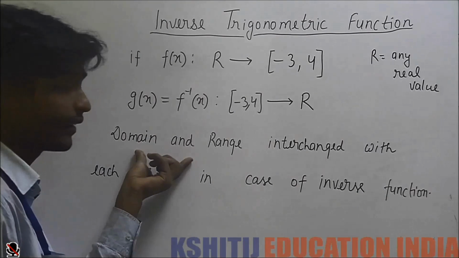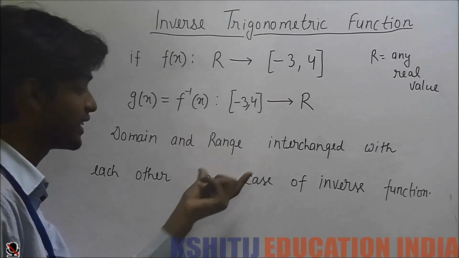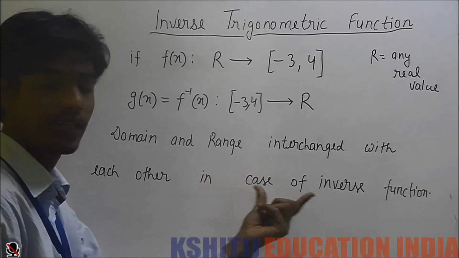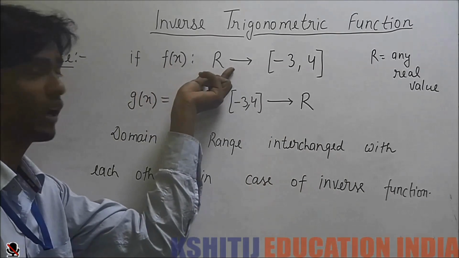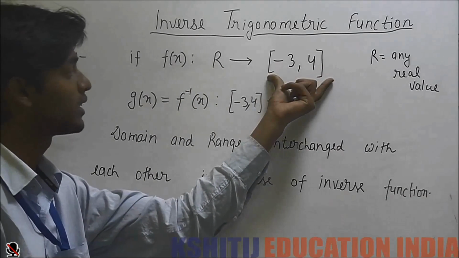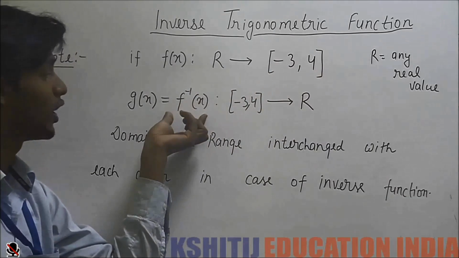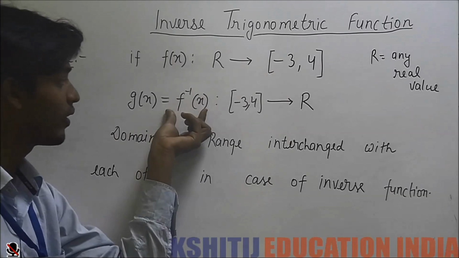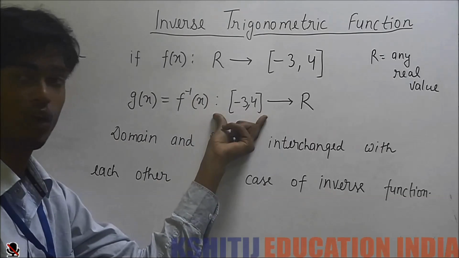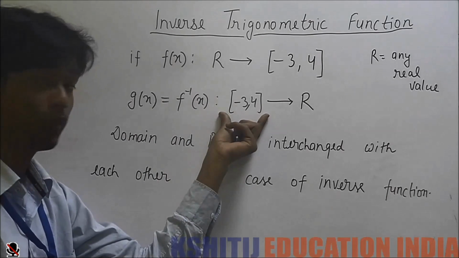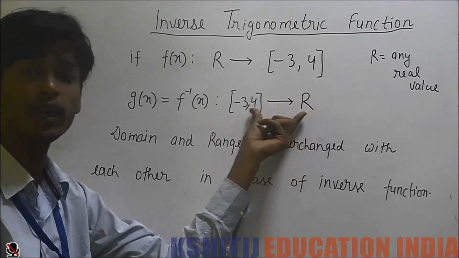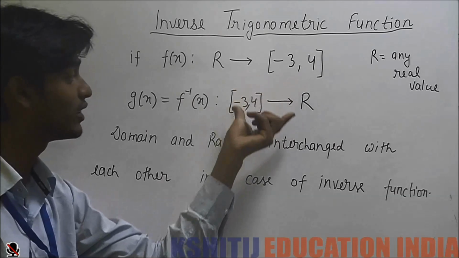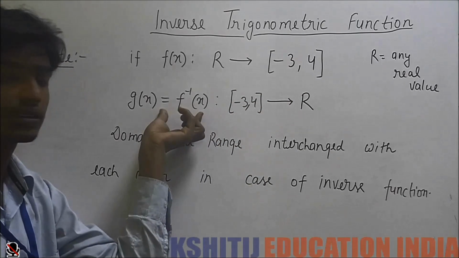Okay, here we can say directly that the domain and the range interchange with each other in the case of an inverse function. If we have a function f(x) defined from R to [-3, 4], now the domain of the given function f inverse x will be [-3, 4], and it will be defined from [-3, 4] to R. Okay, is it clear? It is very important to understand what is going on in the inverse function.